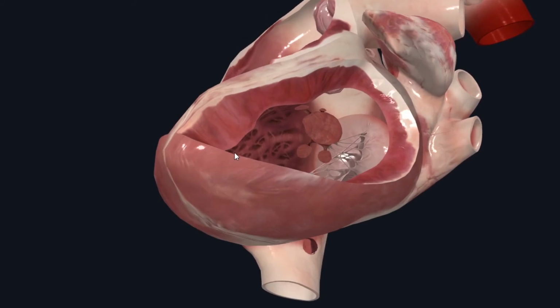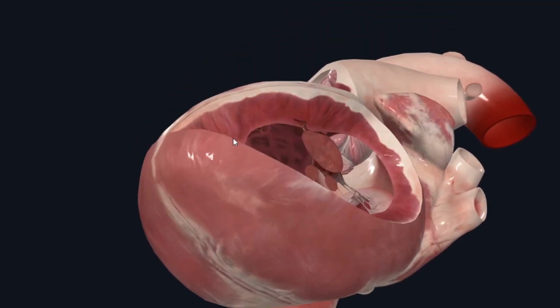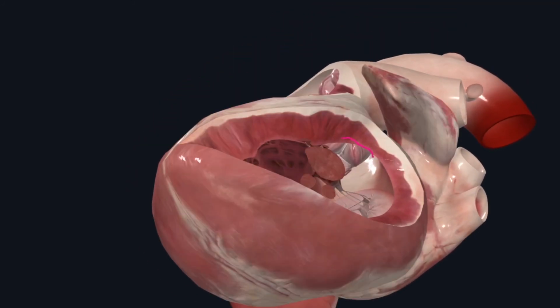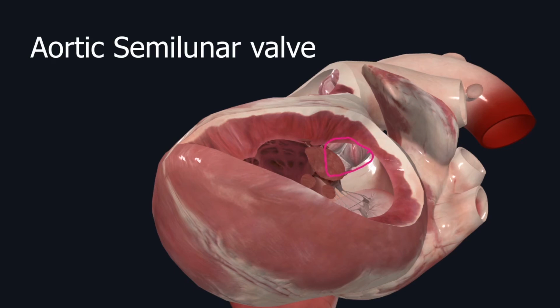If I rotate the heart a little bit, you can actually look into the left ventricle and see that there's another valve. This is called the aortic semilunar valve, and it leads into the aorta.